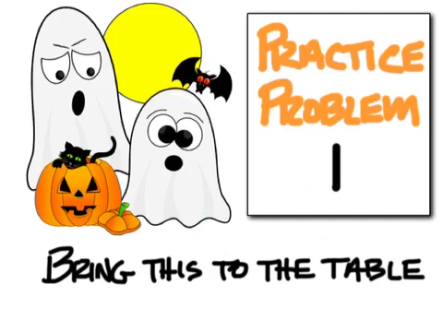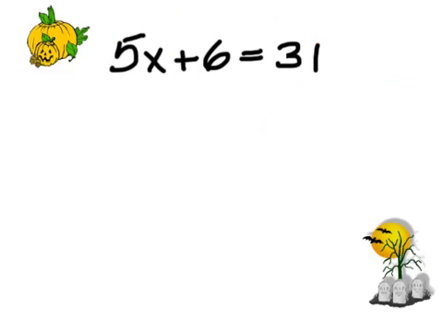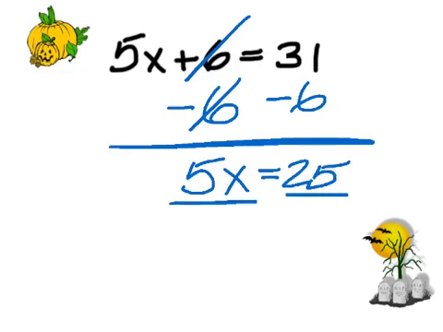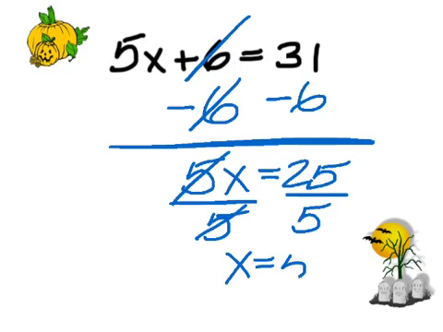Practice problem number 1. On the practice problem, subtract 6 from both sides. You have 5x equals 25. Divide both sides by 5. Answer should be 5.